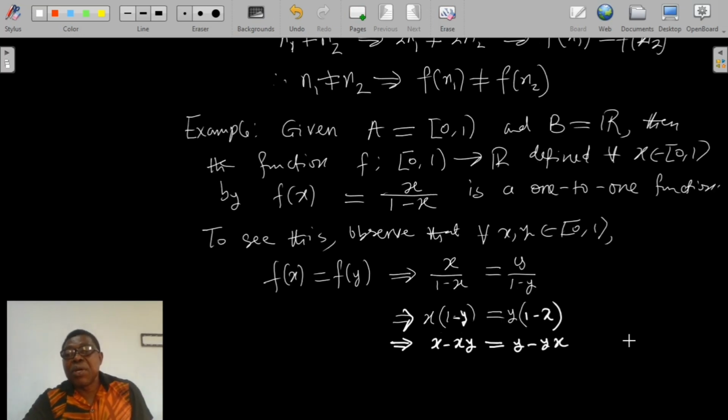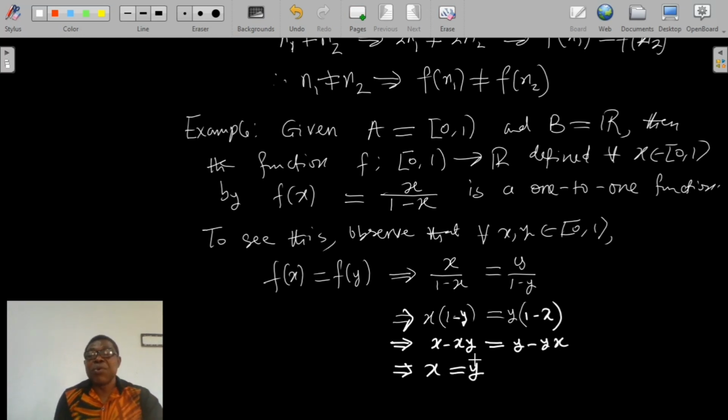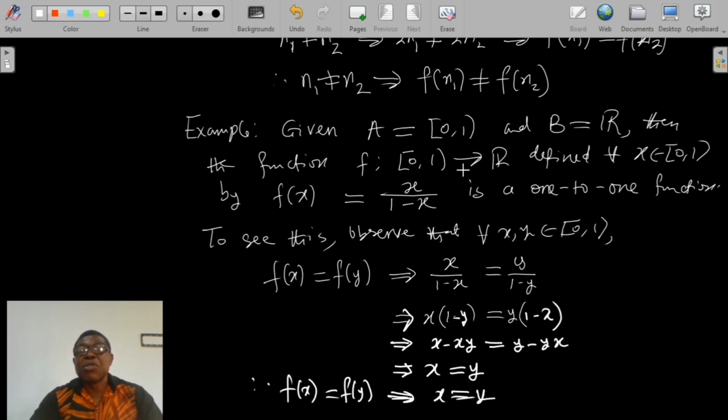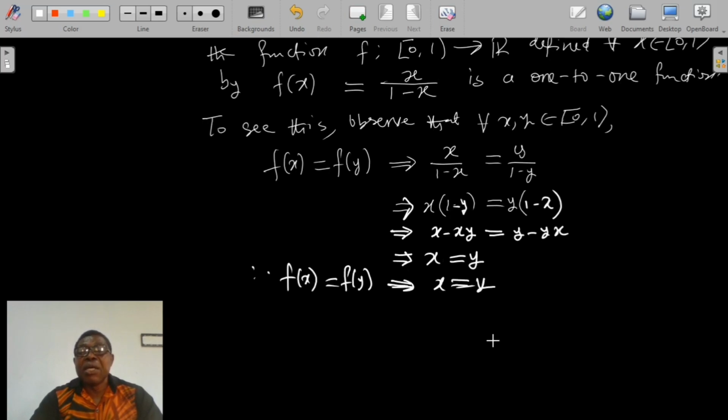Of course, we know that xy and yx are the same because of the commutative property of multiplication in R. This means, therefore, that this implies that x is equal to y, because if we add xy to both sides and cancel out, we have x equals y. This means, therefore, that f of x equals f of y implies x equals y. So that function f from 0, 1 to R given by this formula is a 1-to-1 function.